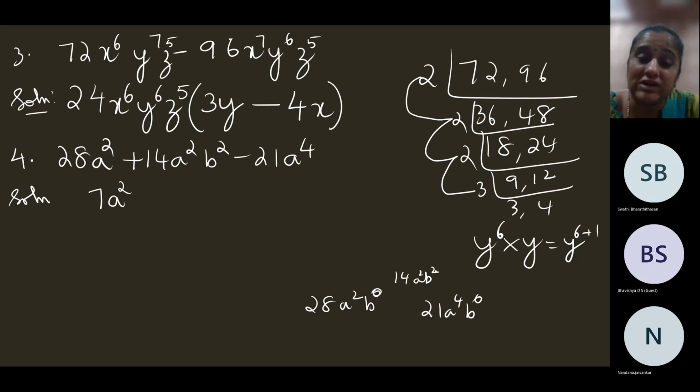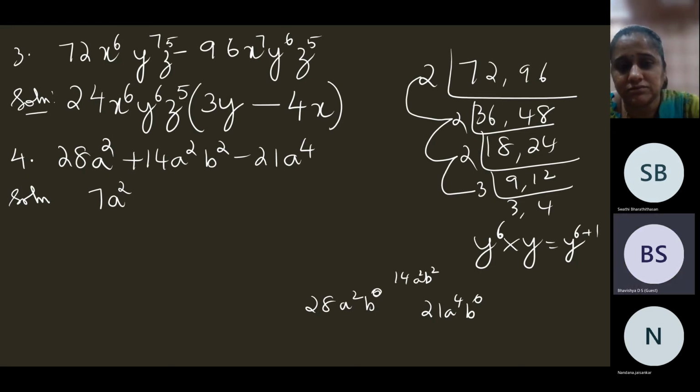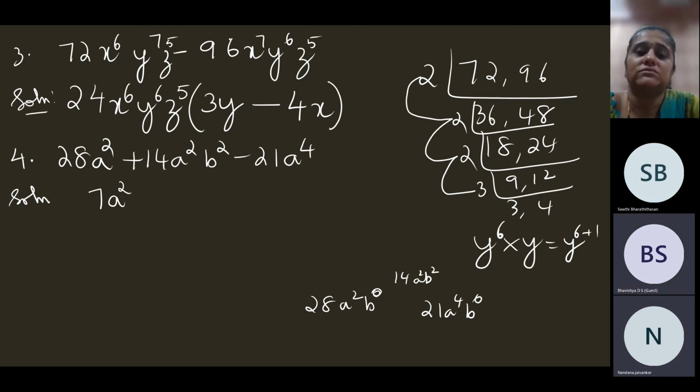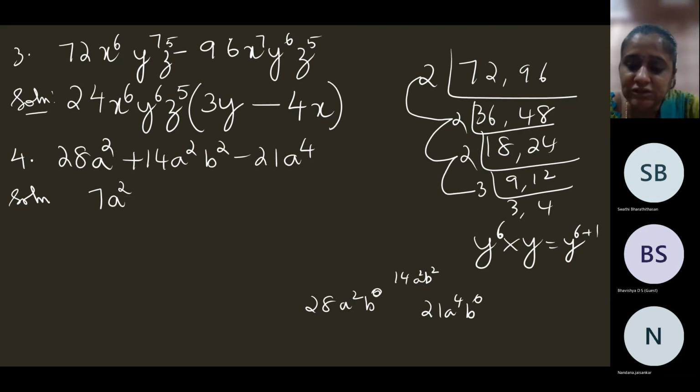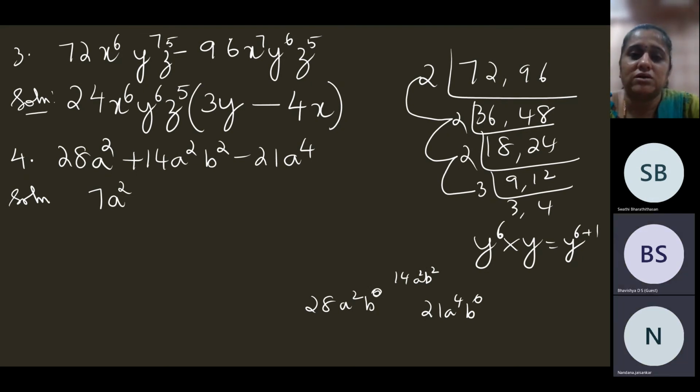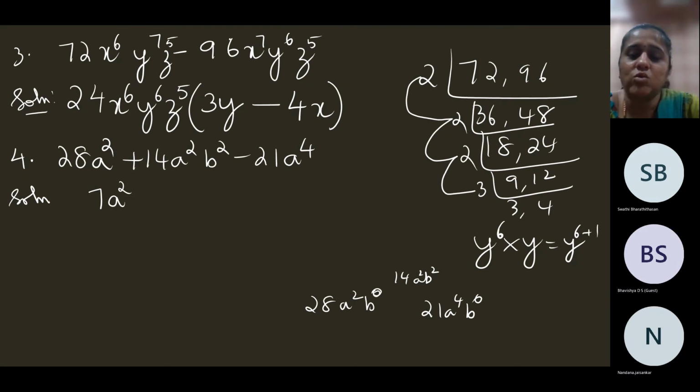Now what is HCF? Least power. Which is the least power? Ma'am, b only, b to the power 0. Yes. Who answered b to the power 0? Ma'am, me, Nandana. b to the power 0, ma'am. Now I'll answer, ma'am.